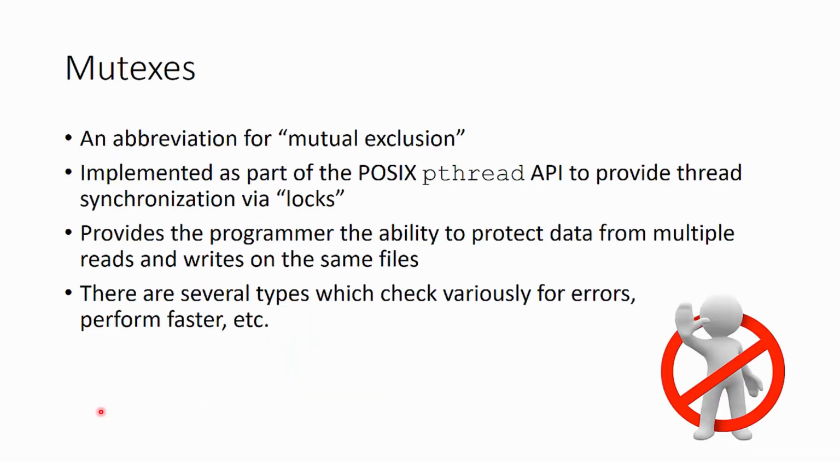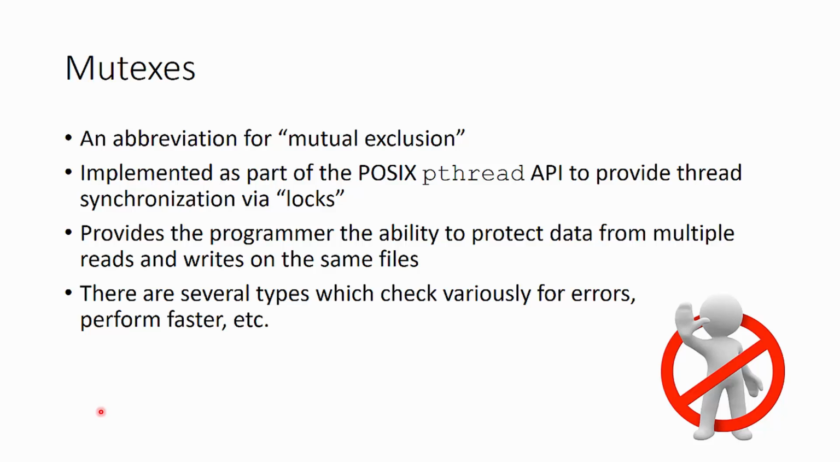Okay, so another topic that we're going to talk about here today is going to be mutexes. This is kind of the last subject here, but mutex is an abbreviation for mutual exclusion. They're again part of the POSIX pthread API, and they allow you to provide some form of thread synchronization using a lock.